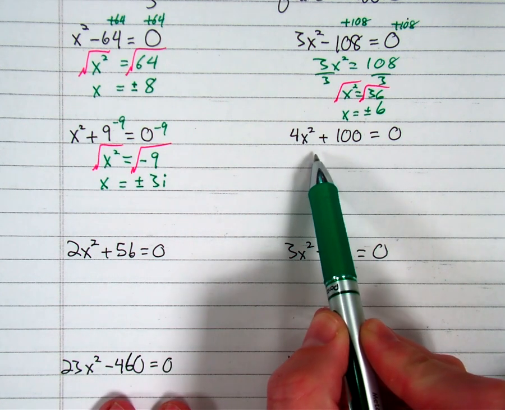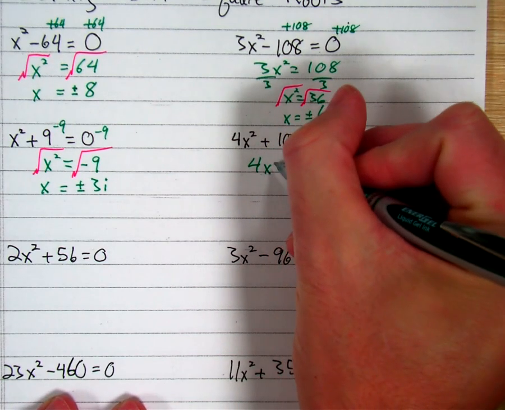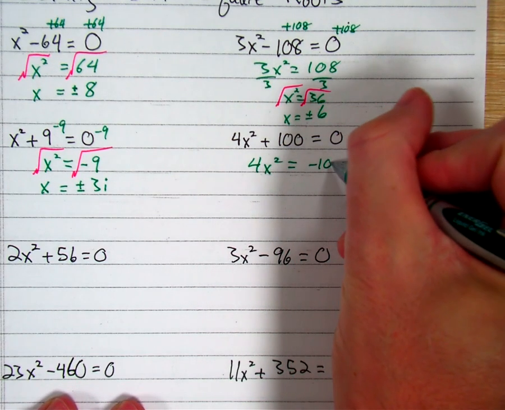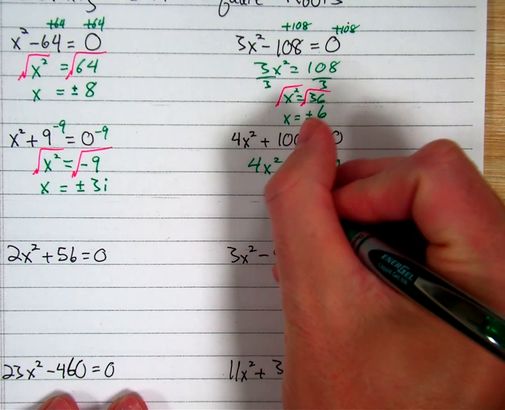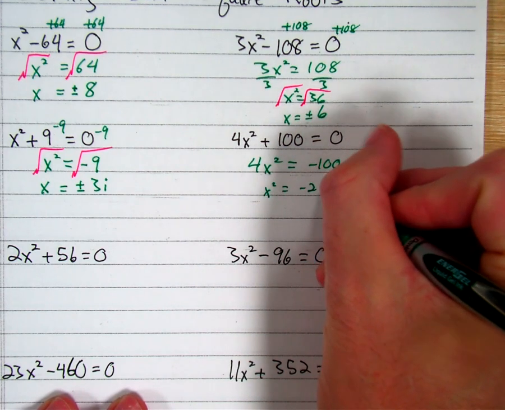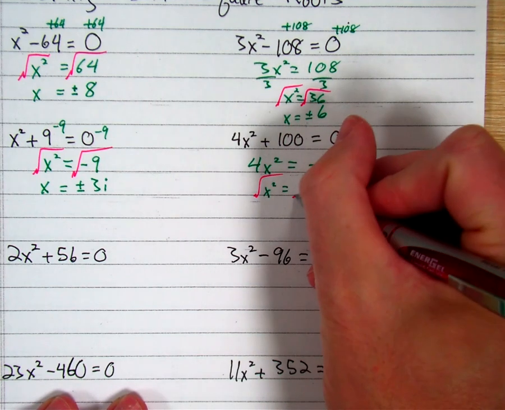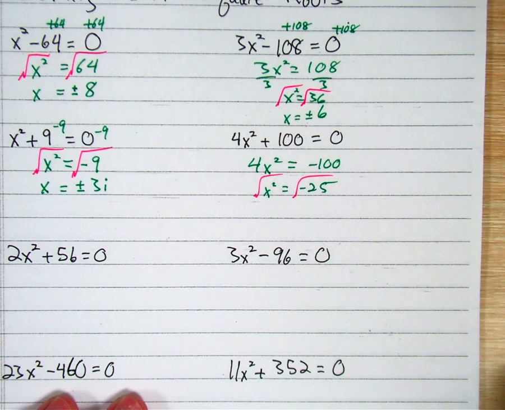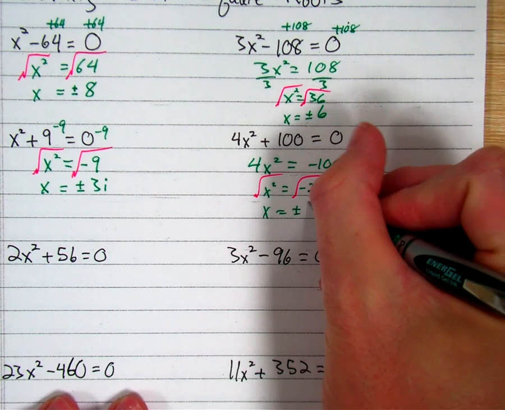All right, 4x squared plus 100 equals 0. We're going to subtract the 100. And then divide by 4. We're ready to square root. And we have plus minus 5i.